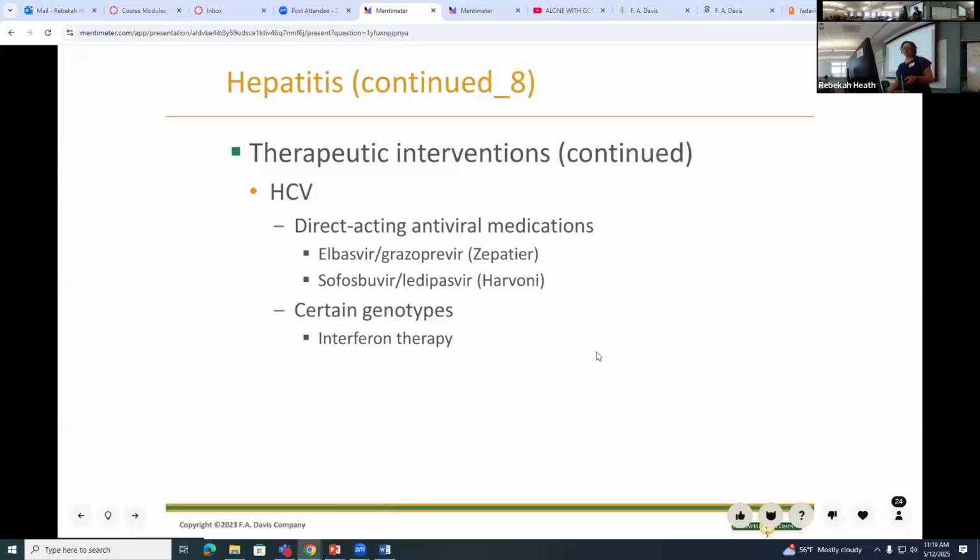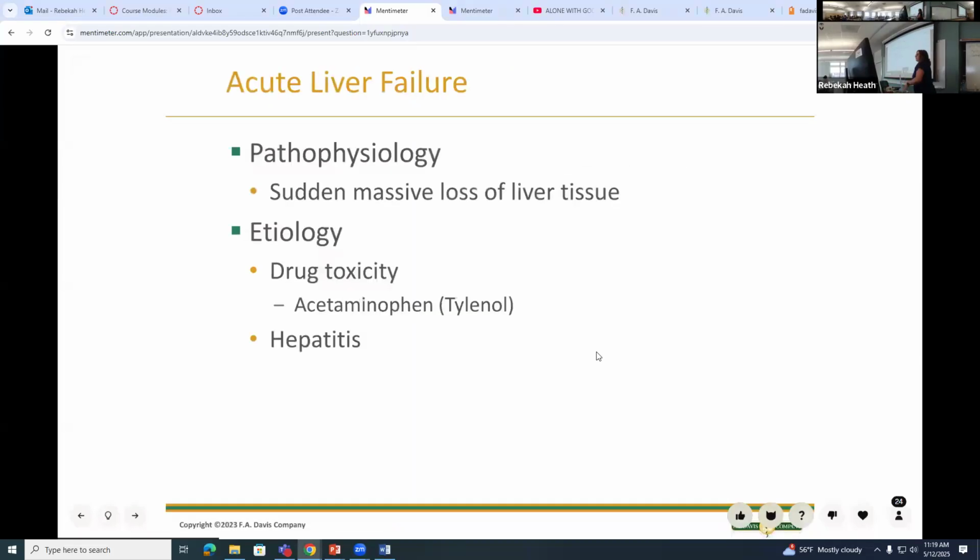Okay, so acute liver failure. This is going to be different than chronic liver failure. Remember way back when we talked about renal last term, there's acute renal failure and chronic renal failure. Same thing with the liver.